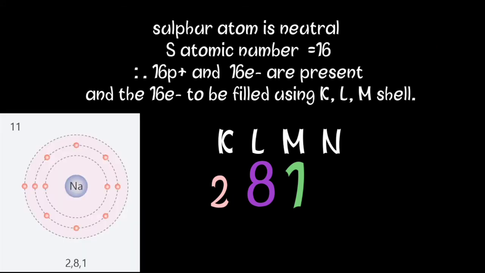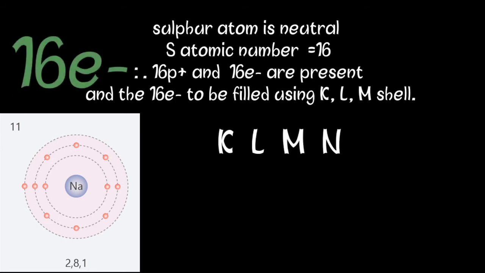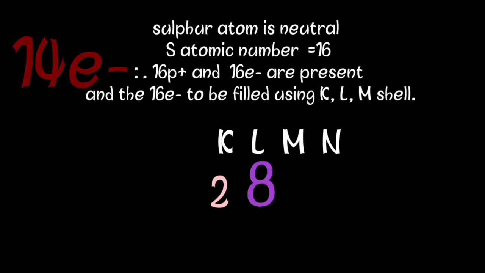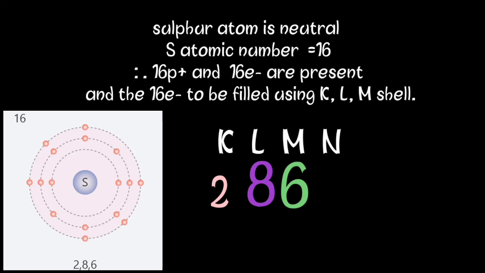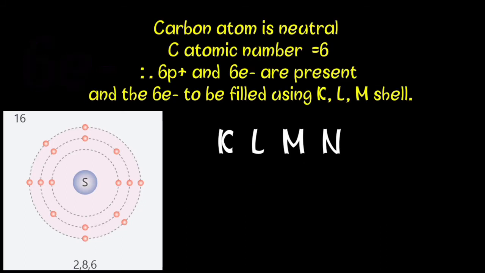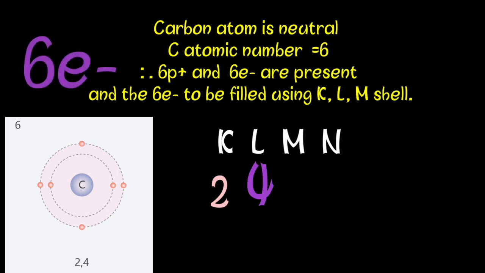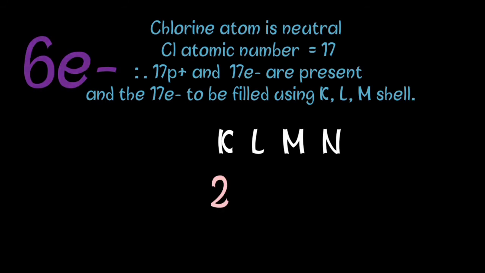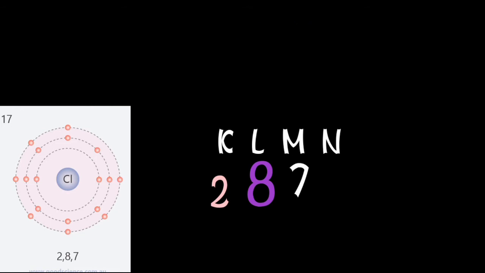For sulfur, the atomic number is 16. It is a neutral atom and not an ion. They did not say sulfur ion, they say sulfur. Therefore, the electron number is 16. 2 to K shell, 8 to L shell, and 6 to M shell. We have 2, 8, 6. For carbon, the atomic number is 6. Give 2 to the first shell, which is K, and 4 to the L shell. We have 2, 4. For chlorine, the atomic number is 17. Give 2 to K shell, 8 to L shell, 7 to M shell, it becomes 2, 8, 7.